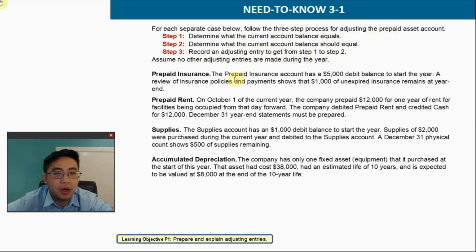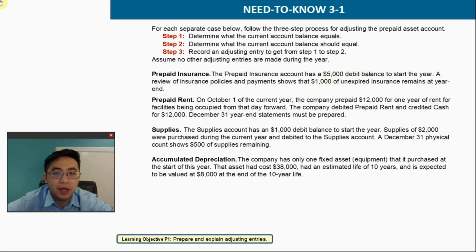And here are several items. We have prepaid insurance. This is something we talked about before, but in this case, the prepaid insurance account has a $5,000 debit balance to start the year, all right? And a renewal insurance policy and payment shows $1,000 of unexpired insurance remains at the year end. So this is step one, 5,000, how much it starts, and this is 1,000, how much it ends.